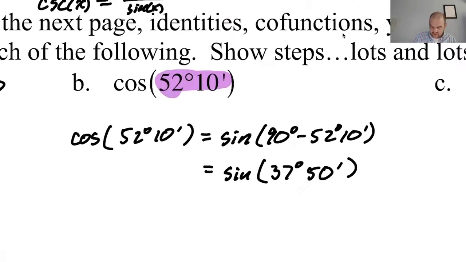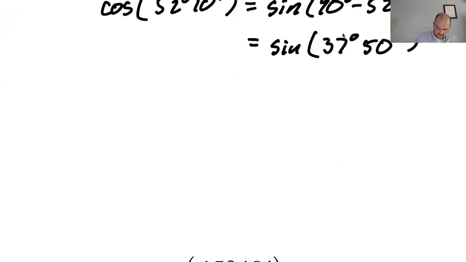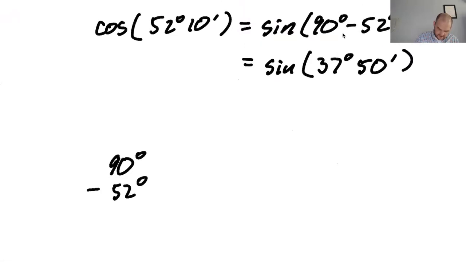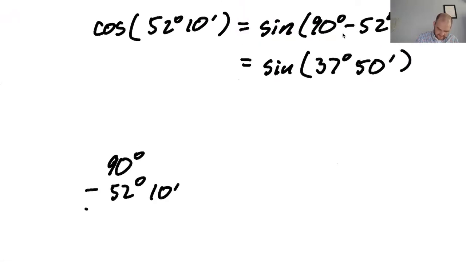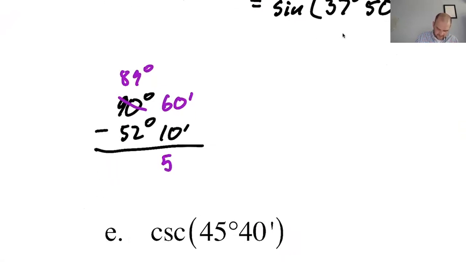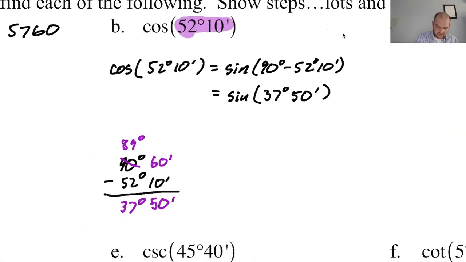And what you can do, you can do the math. I don't know why I'm avoiding that. I'll start it out, 90 minus 52, and then 10, right? So 10 is too much. What I'm going to do is borrow 1. So cancel that to get 89. And then I borrowed, so now I have 60 minutes here. If I subtract those, I get 50 minutes. And then 89 minus 52, I get 37 degrees. So 37°50'. I think it's easier to intuitively go through it and see if you can get it right.